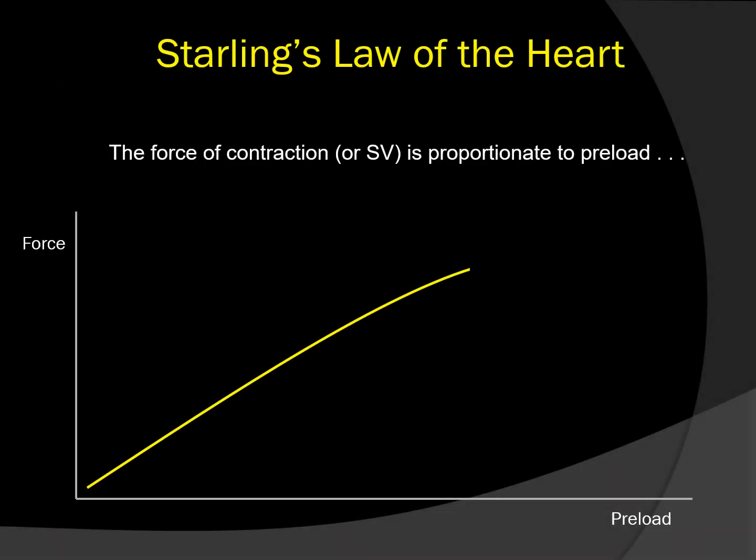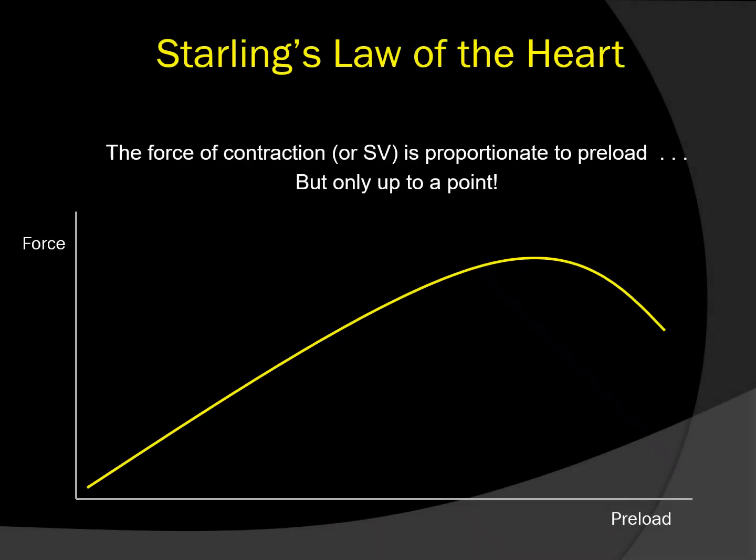Starling's law of the heart states that the force of contraction, which translates to stroke volume, is proportionate to preload, but only up to a point. When preload is inadequate, to the left of the peak, then the force of contraction, thus stroke volume, is suboptimal, so that fluid resuscitation will move the patient to the right and up the Starling curve with an expected improved myocardial contraction and stroke volume.